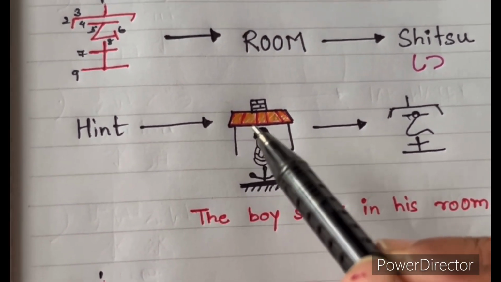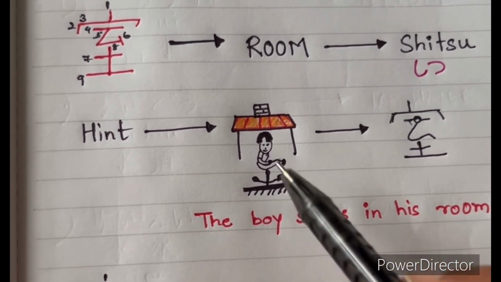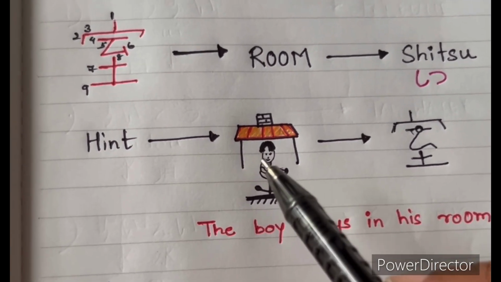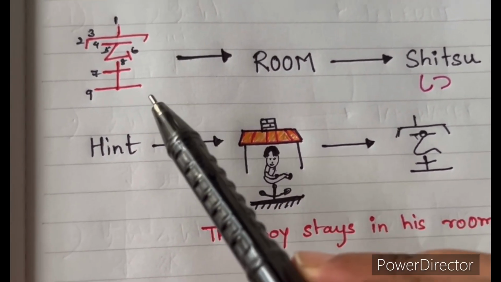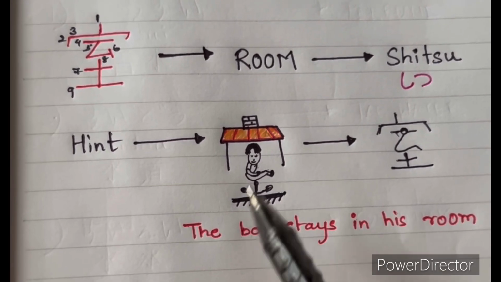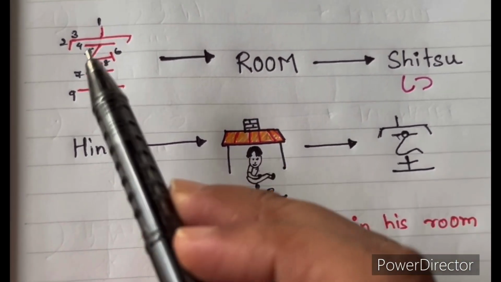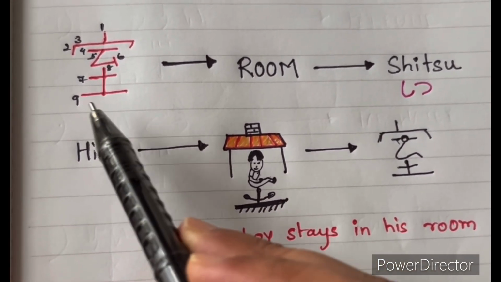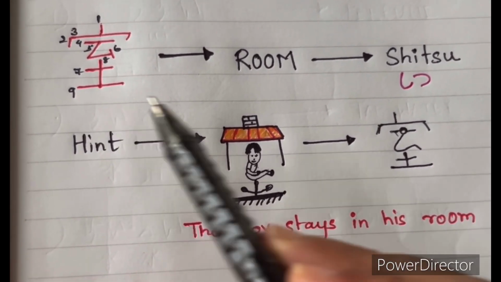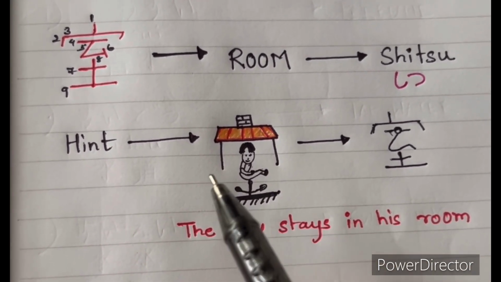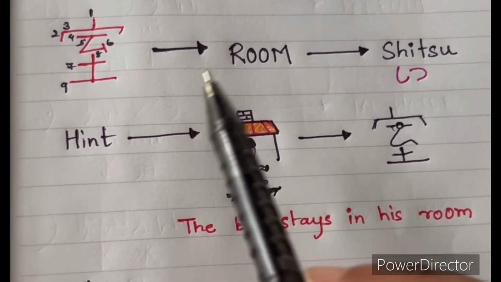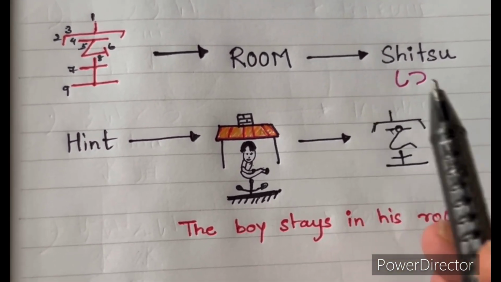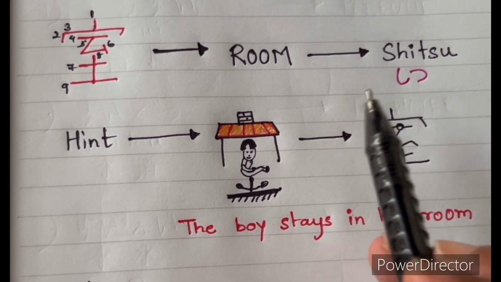So this is a room and a boy is sitting inside it. Just remember this shape, and this shape will resemble the kanji for room. You can see that this is the shape of the room, and this is the boy sitting over a chair or something, and this is the ground. Okay, so just remember it in this manner. The Japanese people call room shitsu. Room is also known as shitsu.